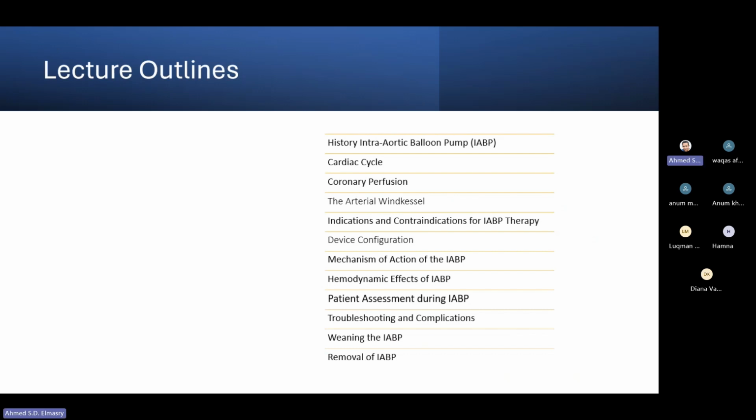We will talk about a brief history of the intra-aortic balloon, the cardiac cycle, the coronary perfusion, the arterial Windkessel effect, indications and contraindications of intra-aortic balloon therapy, device configuration, mechanism of action, the hemodynamic effect of the intra-aortic balloon, and regular assessment of the patient during intra-aortic balloon, troubleshooting and complications, weaning from the intra-aortic balloon, and removal of the intra-aortic balloon.